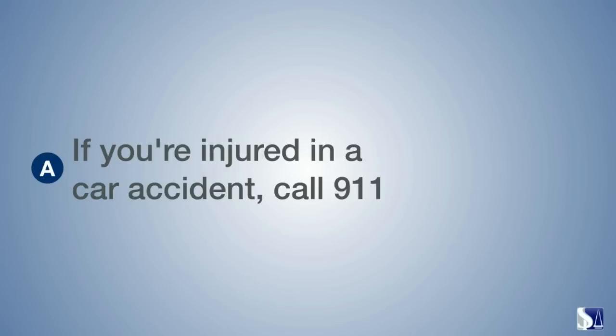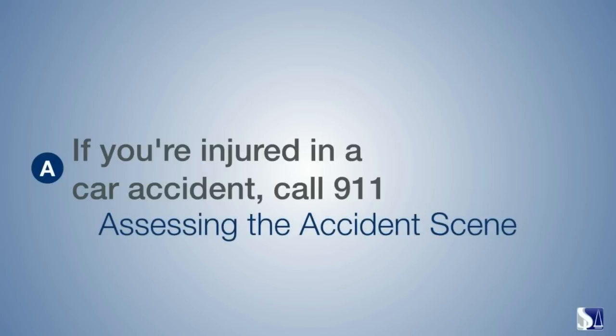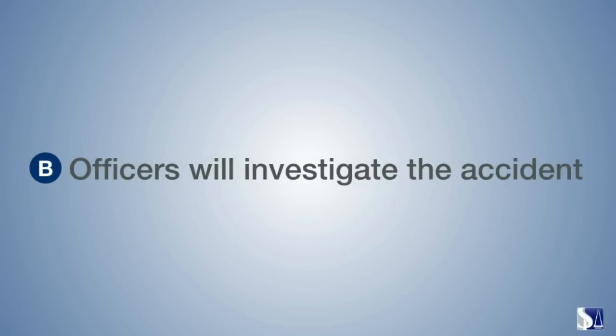Then, it's time to begin the process of assessing the accident scene. Police officers receive training in auto accident assessment. Once they secure the scene, officers will investigate the accident and its causes. Police don't normally create their official accident report at the scene. They use a worksheet, then later write up the official report based on that.